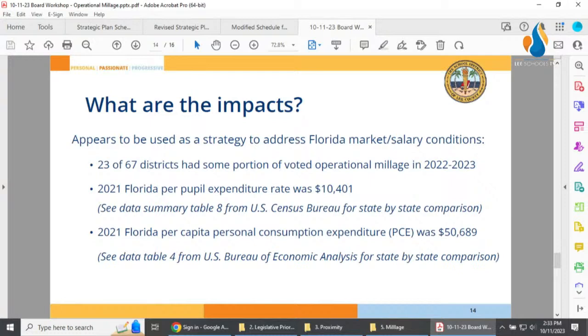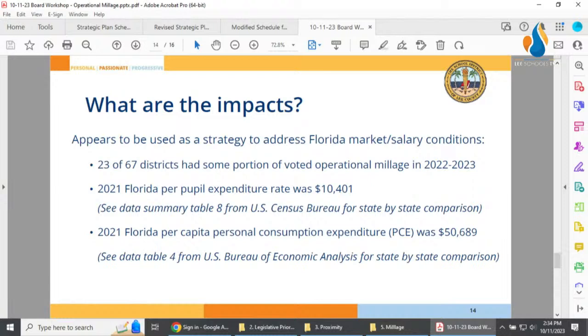Just as a reminder, because this came up earlier, the FEFP formula addresses the minimum in an equalization formula. That's the minimum that the state allocates for that piece. That's why these additional discretionary sources can be brought forward to increase beyond that minimum. So the data table from the U.S. Census Bureau that is there can actually be reviewed. That shows what the actual per pupil expenditure rate was in Florida, as well as all the other 50 states, from 2021.